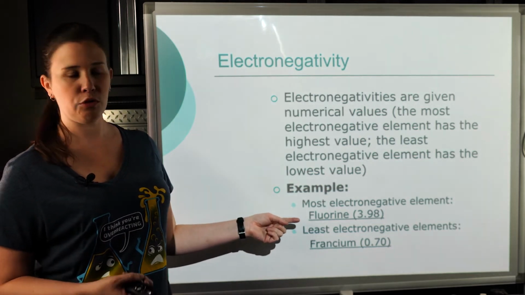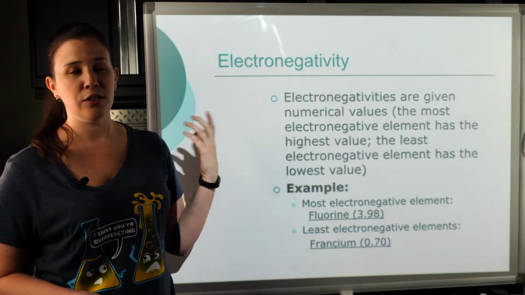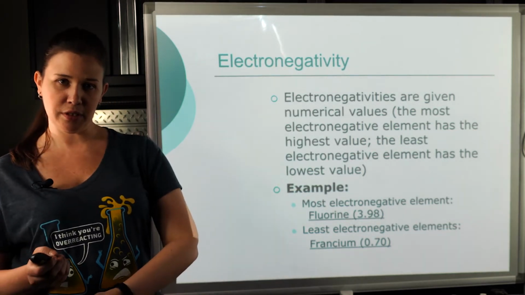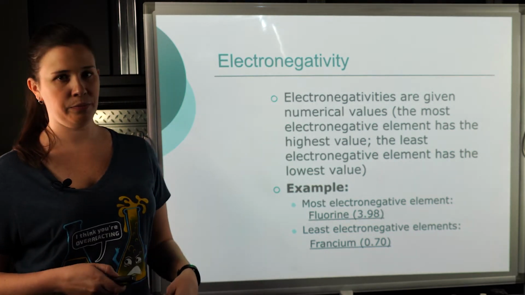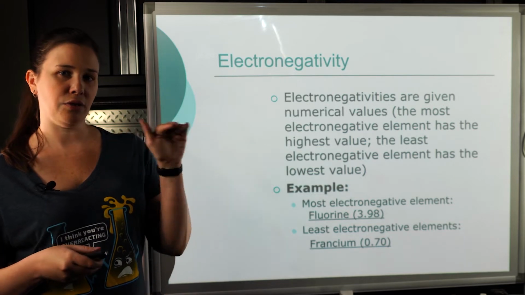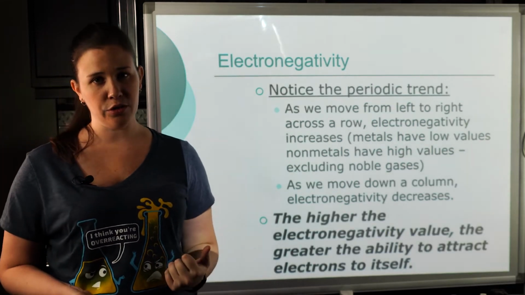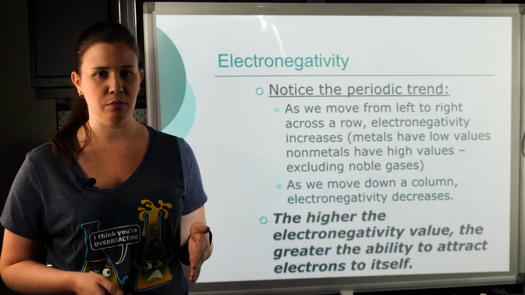So you may remember from your trends that fluorine was the most electronegative atom on the periodic table, and so it has the highest number on the Pauling scale, whereas francium would be the exact opposite, our lowest electronegativity on the periodic table with the lowest number. This is going to allow us to compare things that are not in the same row or same column. But you really should know your periodic trends. You should be able to evaluate two atoms that are in the same row or the same column based on those trends.